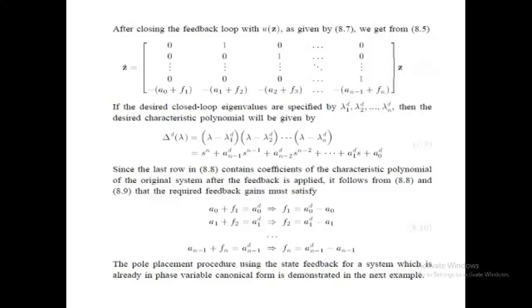Since the last row in the above equation contains the coefficients of the characteristic polynomial of the original system, and after this feedback is applied, it follows from this equation that the required feedback gain must satisfy this condition. The pole placement procedure using state feedback for a system which is already in phase variable canonical form is demonstrated in this example.